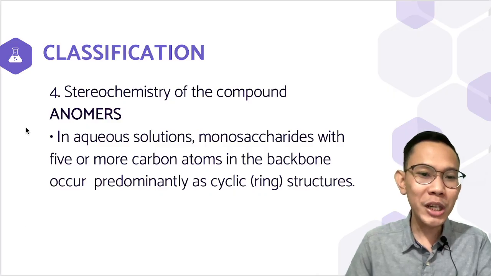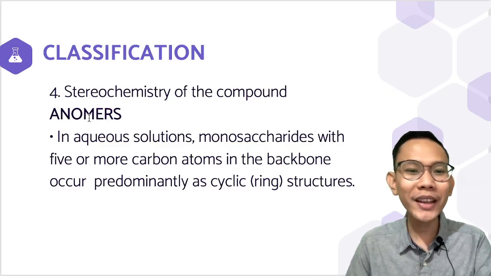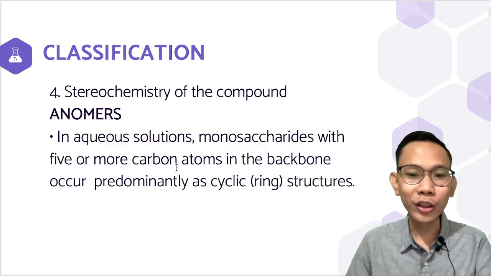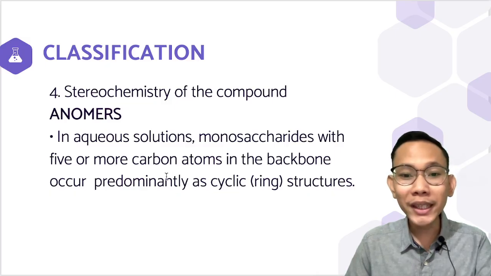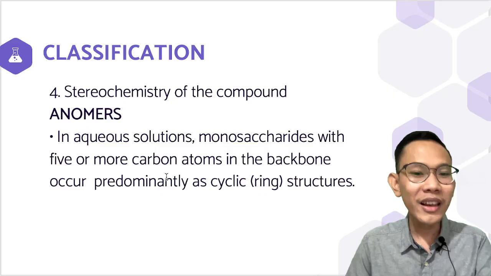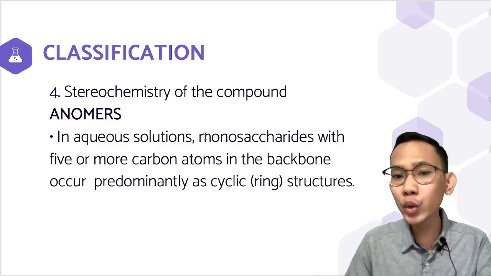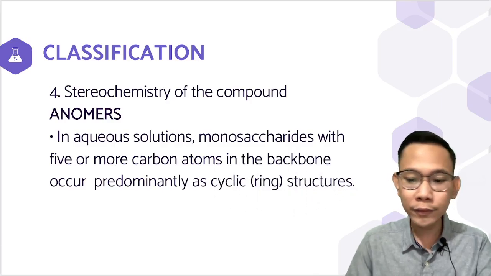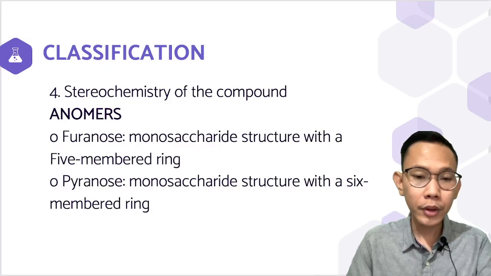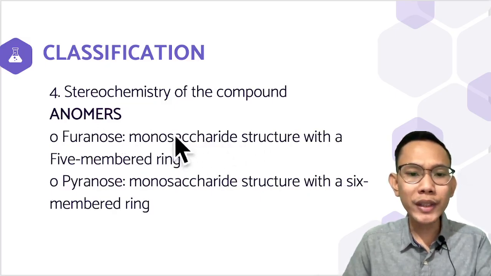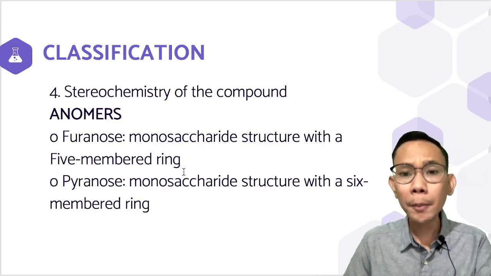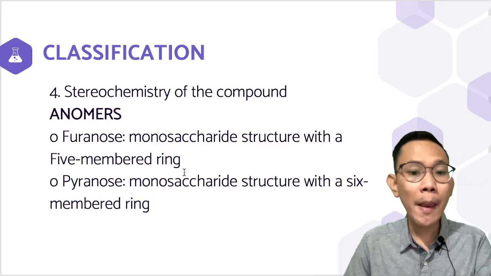Another terminology, pag sinabi nating anomers, ano yan? In aqueous solution, your monosaccharide with 5 or more carbon atoms in the backbone occurs predominantly as a cyclic or ring structure. Again, once in aqueous solution, yung mga monosaccharide natin is nagiging cyclic ring structure. Let's take a look at this one. For example, your furanose, this is actually a monosaccharide structure with a 5-membered ring. Pag sinabi nating pyranose, these are your monosaccharide structure with a 6-membered ring.